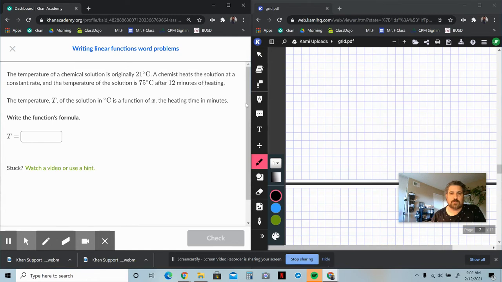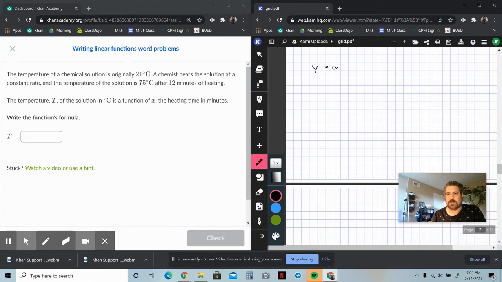Okay, so what do we know? We know that the temperature of the chemical solution is originally 21. So we know that in y equals mx plus b, the y-intercept is 21. So we know this is plus 21. We know there's a constant rate, so we know there's some m that we're going to have times x is going to equal y, plus this 21 constant. It says here that the solution is heated at a constant rate, and the temperature of the solution is 75 degrees after 12 minutes.